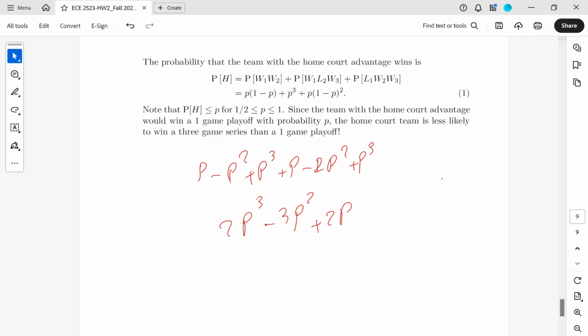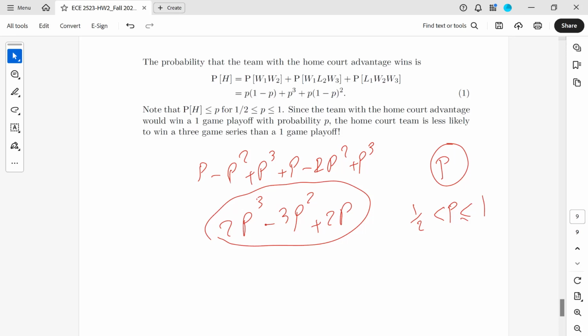Okay, so now we have this function, and we wanted to decide if it's going to be bigger than p itself, considering p is a number bigger than half, not equal to half, between half and 1. Okay, so p is going to be between half and 1. Now which one of these two functions is bigger in this interval?